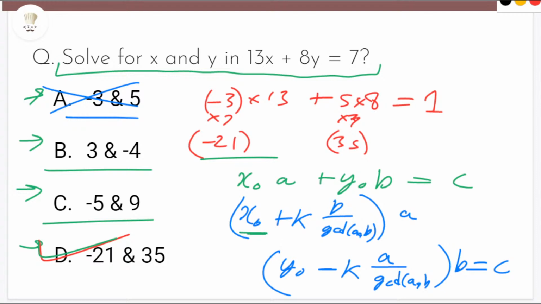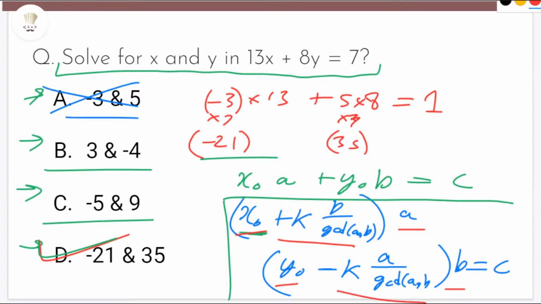Why so? Because if you expand this expression right here, you get x naught into a plus y naught into b, that is equal to c, and these two terms cancel out with each other, because these two terms are equivalent to k into a b by GCD a comma b, right? So here, what can we add and subtract to the minus 21 and 35? It is b divided by GCD a comma b, that is 8 by 1, which is 8.